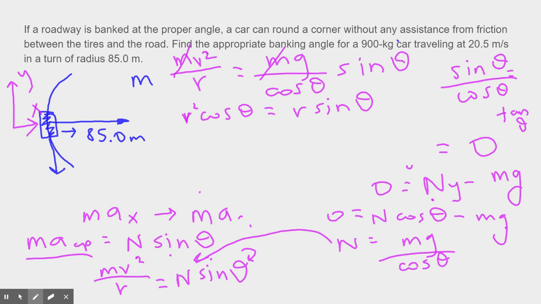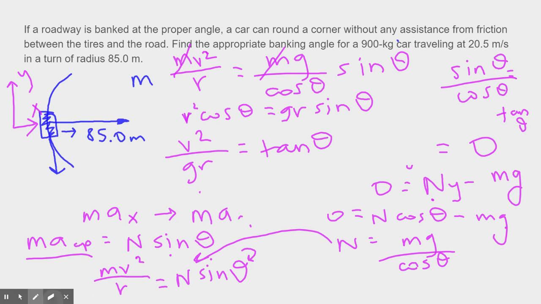So we'll see that v squared, did I drop the g somewhere? Yes, I did. There should be a g there. V squared over gr equals the tangent of theta.